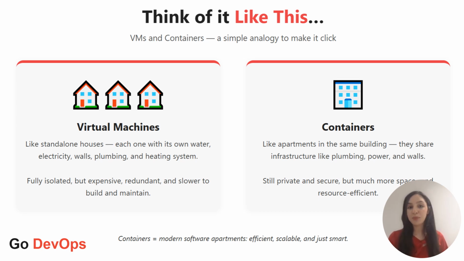Containers are more like an apartment building. Each apartment has its own private living space, but they all share the same walls, plumbing, electricity, elevators, and core infrastructure. So it's more efficient, more compact, and still completely functional and secure for each tenant. That's how containers work. They share the same operating system kernel, but each one runs its own app with just what it needs and nothing more. Containers are like smart apartments. They maximize resource sharing while keeping things isolated and safe. And that's why they're lightweight, fast to start, and ideal for modern software delivery.